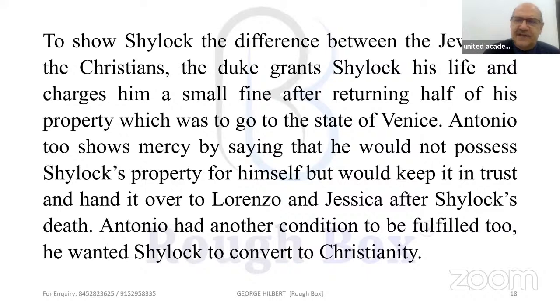To show Shylock the difference between the Jews and the Christians, the Duke grants Shylock his life and charges him a small fine after returning half of his property, which was to go to the state of Venice. Antonio too shows mercy by saying that he would not possess or own Shylock's property for himself, but would keep it in trust and hand it over to Lorenzo and Jessica after Shylock's death.